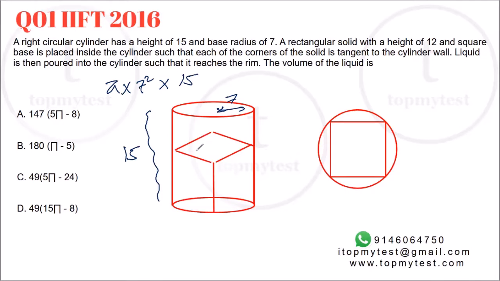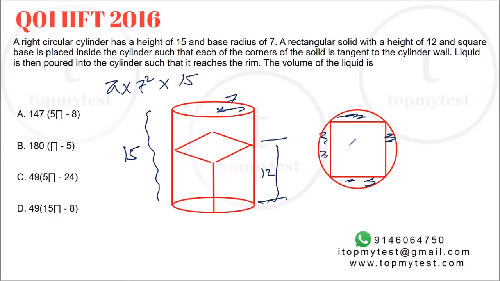Right, inside this there is a square prism which is placed like this, the height of which is 12 units. So water will fill up across the parts which are not occupied and then on the top of this portion. So we need to subtract the volume of this prism block from the volume of the cylinder.